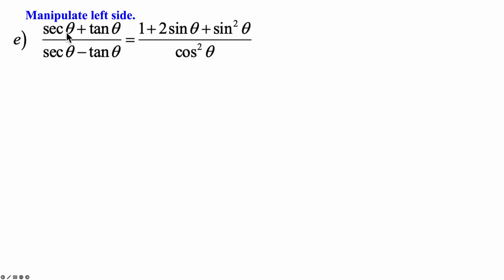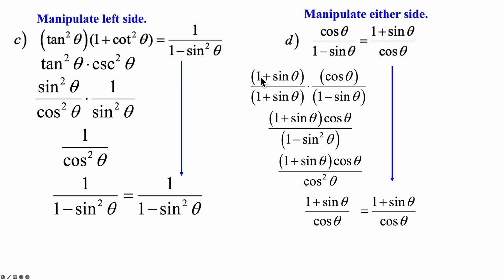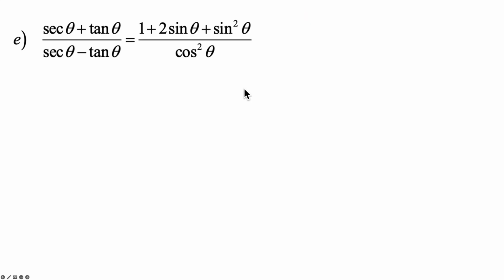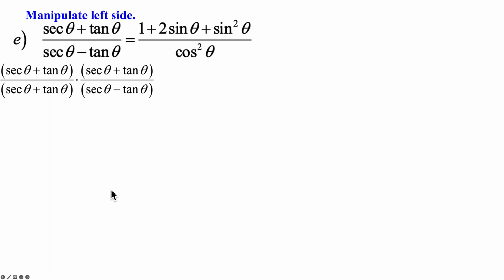So let's do the same thing we did over here. Let's multiply top and bottom by the conjugate pair of the bottom. So I want to multiply secant theta plus tangent theta to both top and bottom. All right, let's see where that takes us. Well, these two binomials on the top, that's just going to be secant theta plus tangent theta, that binomial squared. This will multiply out and give me a secant squared theta minus a tangent squared theta.